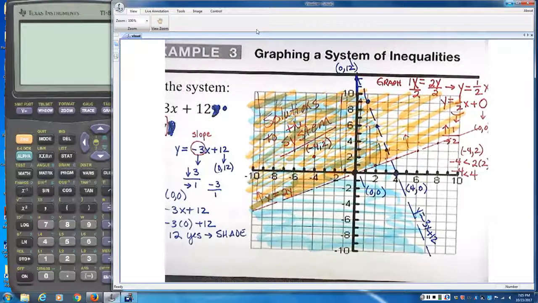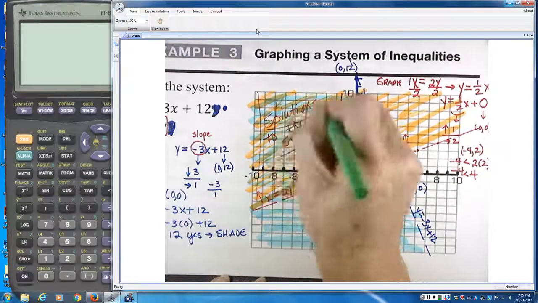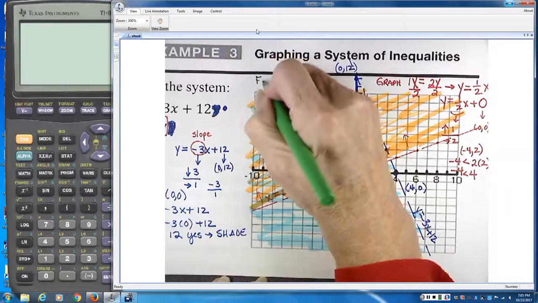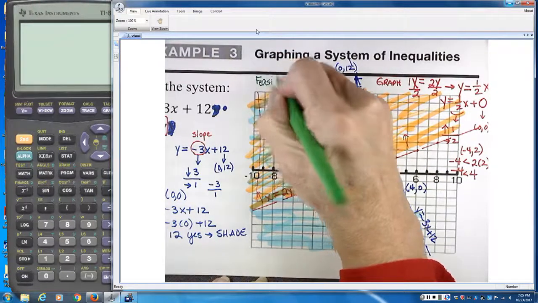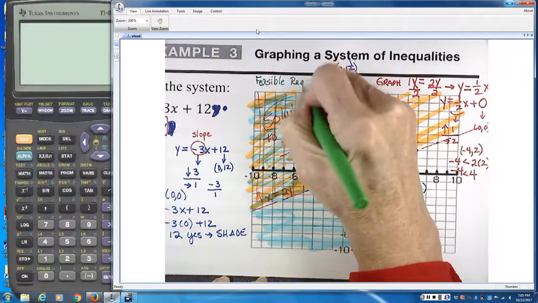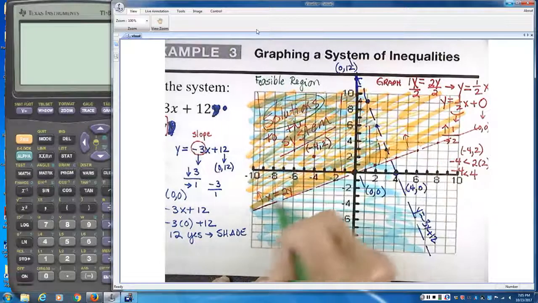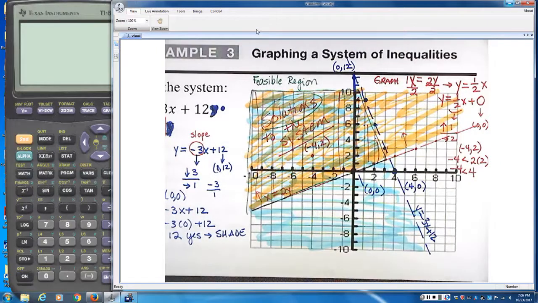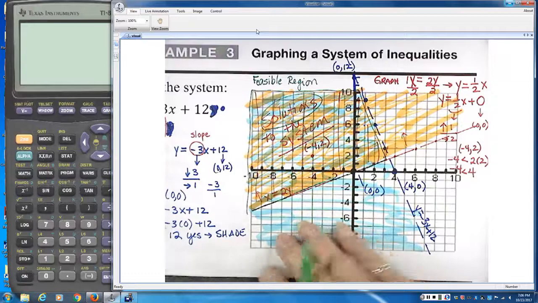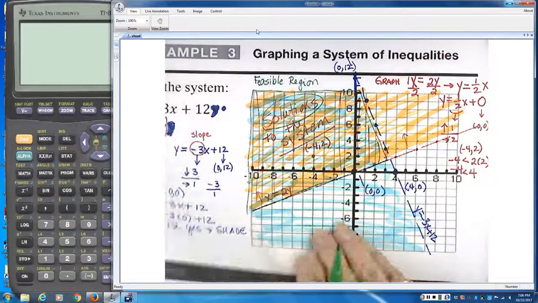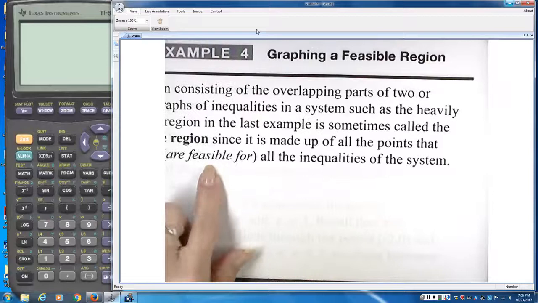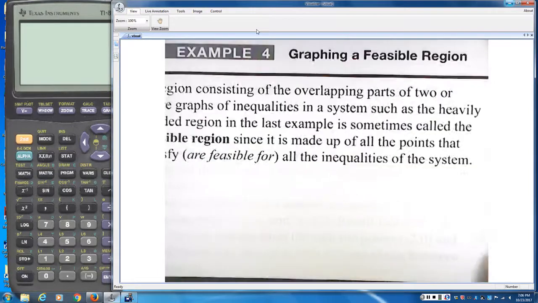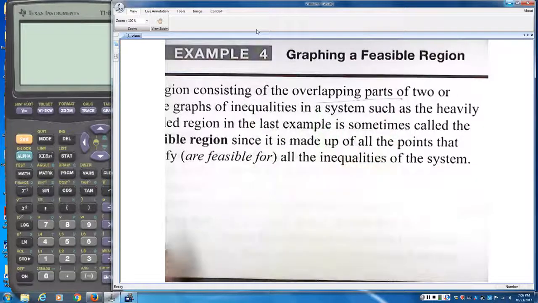Now, before I go too much further, I need to give you another vocabulary word here too. This area where the solutions are, that's called the feasible region. So my feasible region is here. It's that part. And the reason it's called the feasible region is because that's where solutions are that are feasible for both sets of inequalities. So the region that's the overlapping parts is called the feasible region.